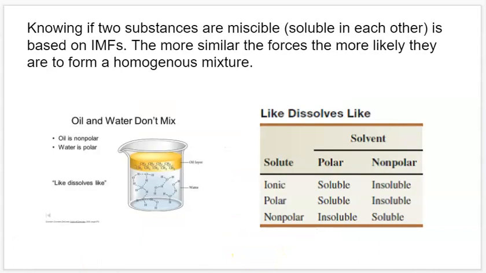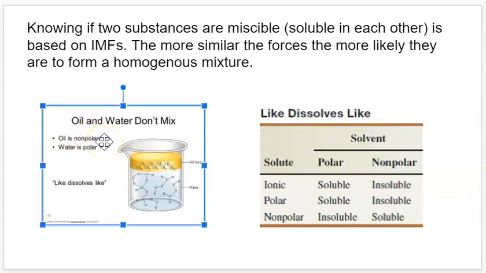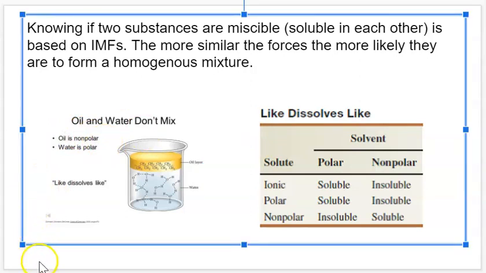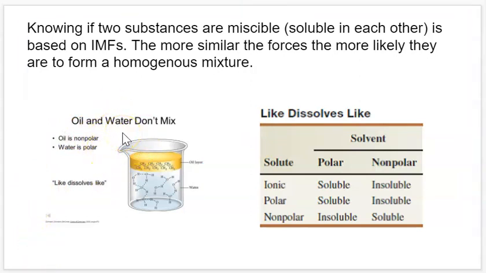All right, so knowing if two substances are going to mix, if they're going to become a solution in the first place, or if two substances are miscible, which is a word to describe if they are soluble in each other, able to mix with each other, is it going to be entirely based on the intermolecular forces of the substances. And the more similar the forces are, the more likely they are to form a homogeneous mixture, aka a solution. So the classic example of a thing that's not a solution is oil and water, because oil is nonpolar and it's going to be only London dispersion forces, whereas water is very, very polar with its hydrogen bonds. And these are dissimilar forces.